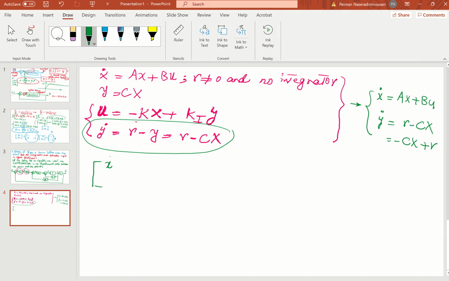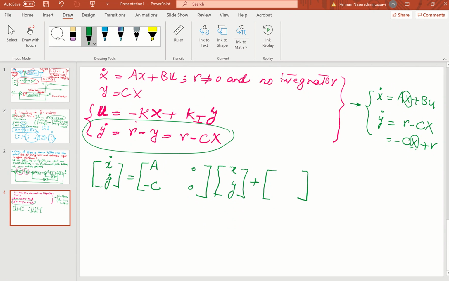You can say x dot, zeta dot is equal to, look here, guys, you have x and zeta. Here you have A. Do you have any zeta? No, so it's going to be 0. Here again you have x, so it's going to be minus C. Do you have any zeta? No, 0.